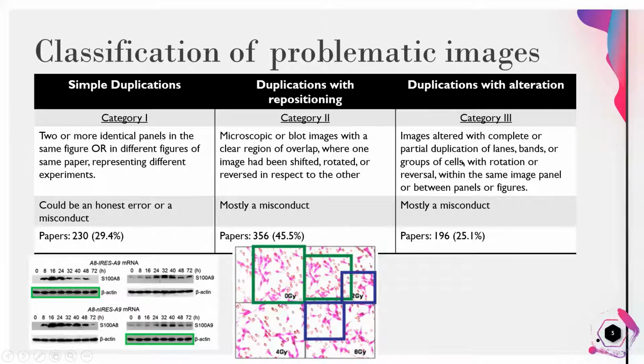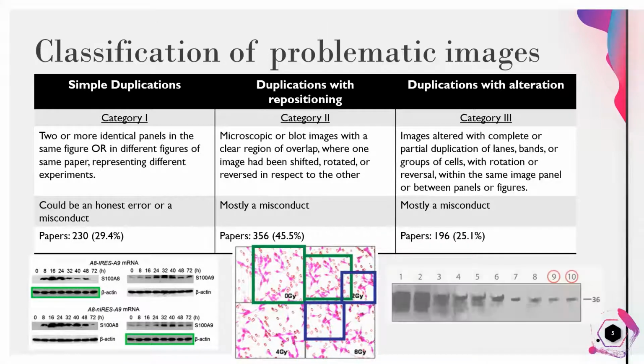In the third category, the image is altered with complete or partial duplications of lanes or bands within the same image. So it can be rotated and duplicated. This is also completely duplicated. So these two bands.